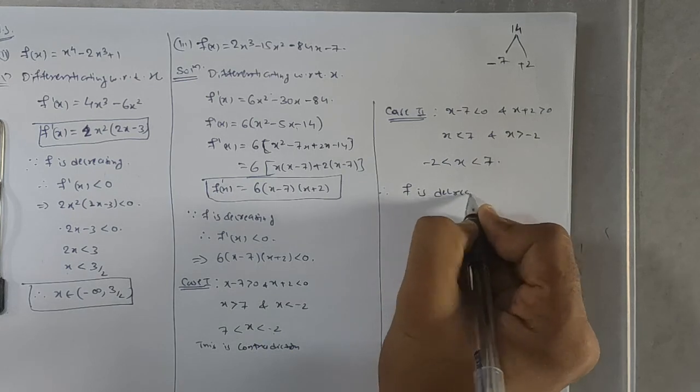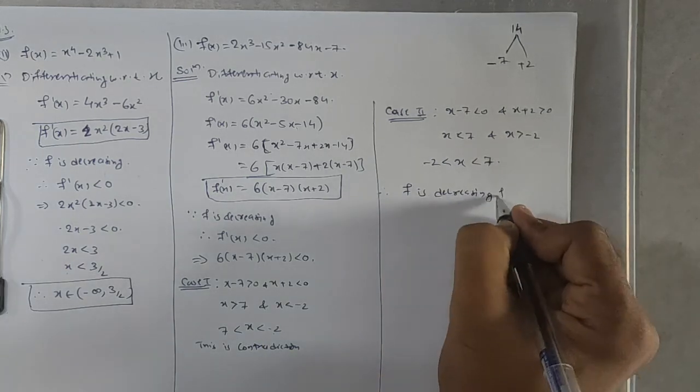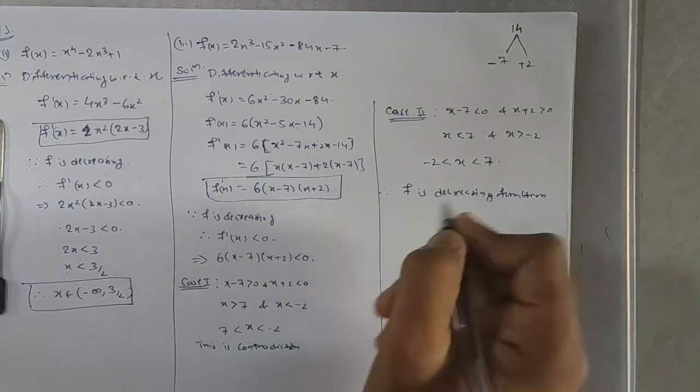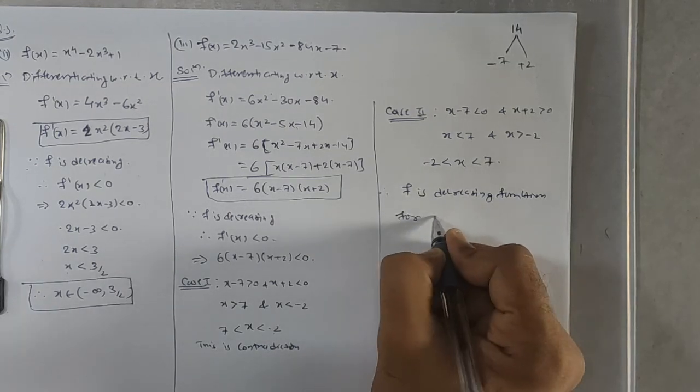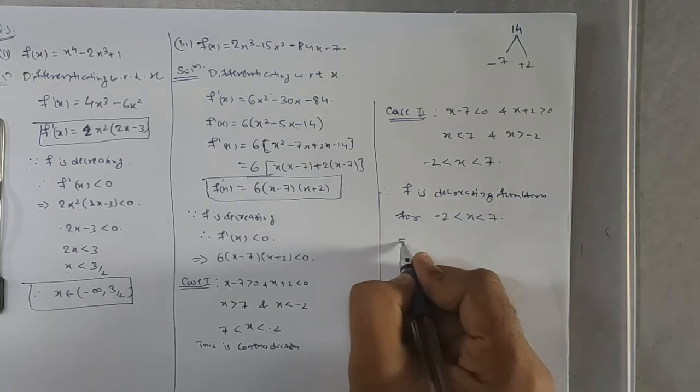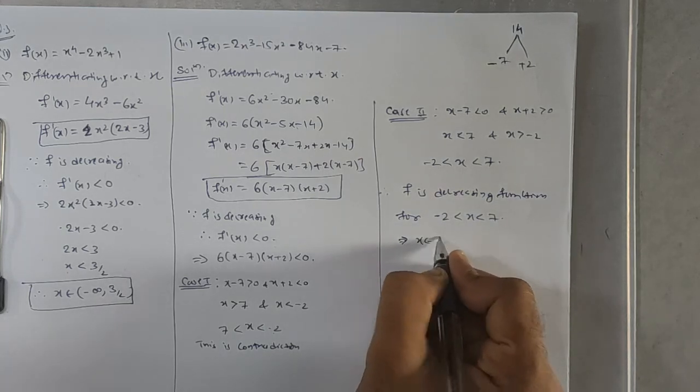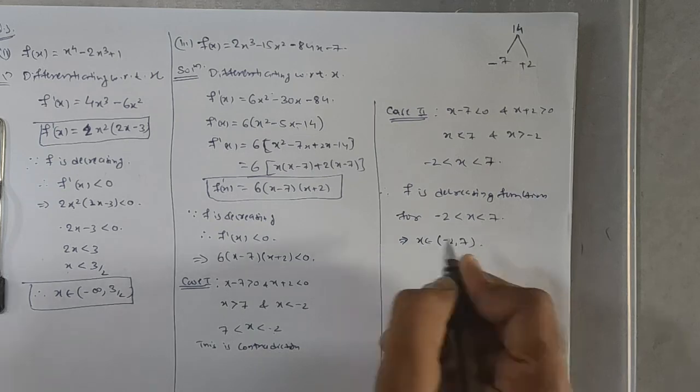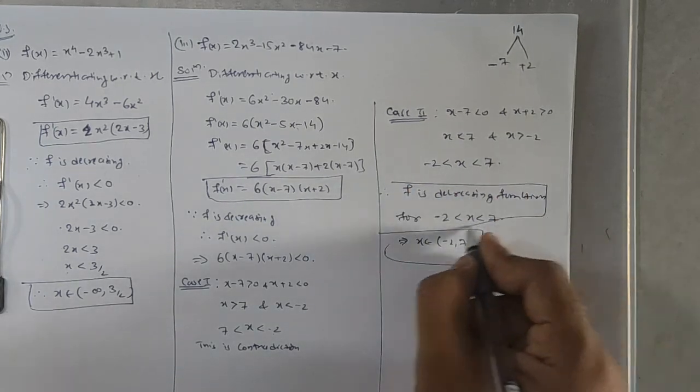So the final answer will be, therefore f is a decreasing function for x greater than minus 2 and less than 7, or we can write x belongs to minus 2 to 7. This is the final answer.